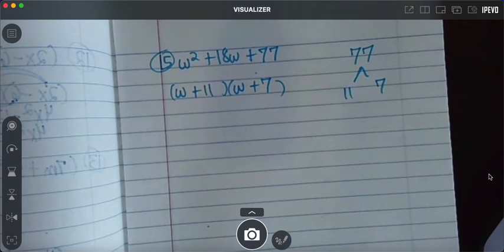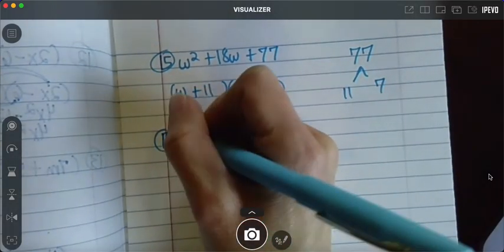How is their answer written? What answer is it? C? Yeah, see, C is the same thing as mine, right? They just have it written, their W plus 7 and then W plus 11. It's the same thing. Does everybody see that? Okay. 16, we're going to do the same method.